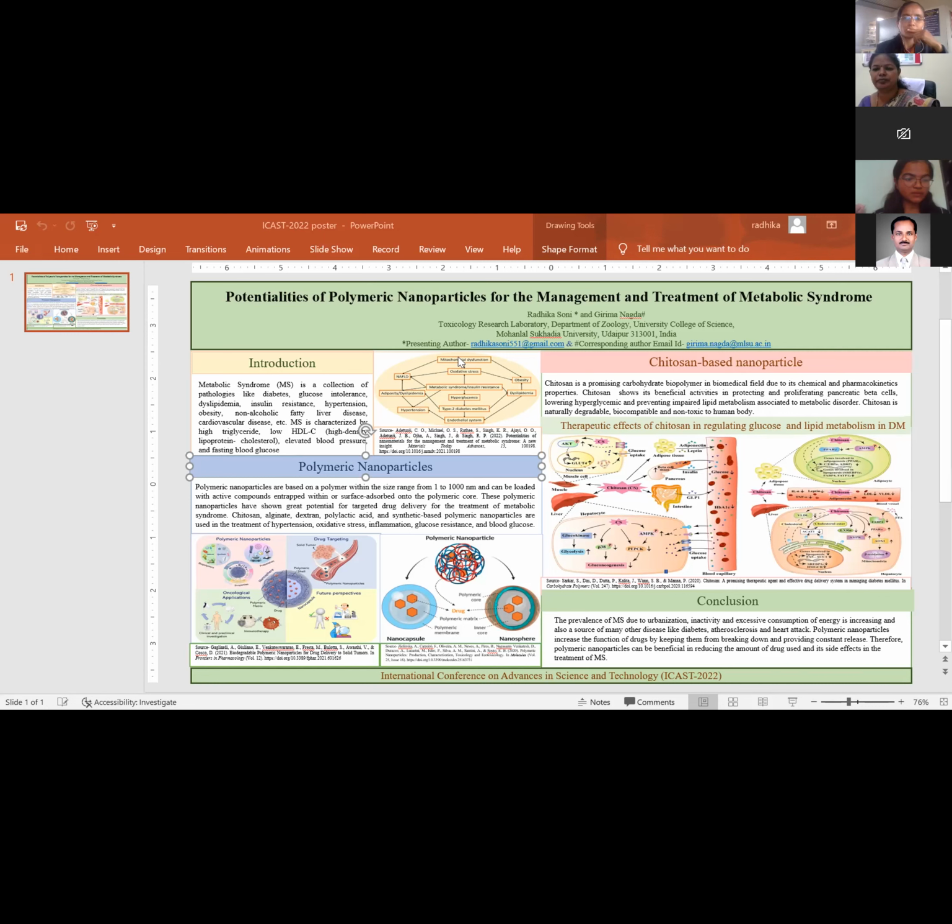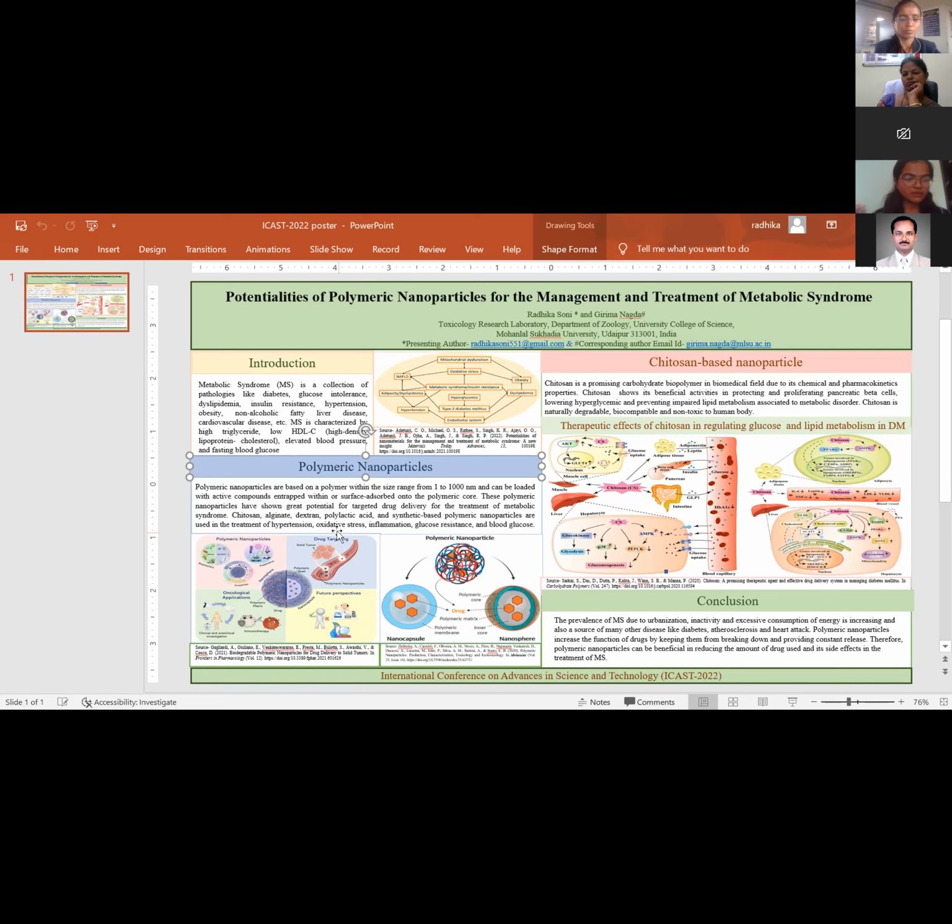Myself, Radhika Soni. I am a research scholar in Mohanlal Sukhadia University under the supervision of Giriman Agda ma'am. My poster presentation topic is the potentiality of nanoparticles for the management and treatment of metabolic syndrome. In introduction, metabolic syndrome is a collection of pathologies like diabetes, glucose intolerance, dyslipidemia, insulin resistance, hypertension, obesity, non-alcoholic fatty liver disease, cardiovascular disease, etc.